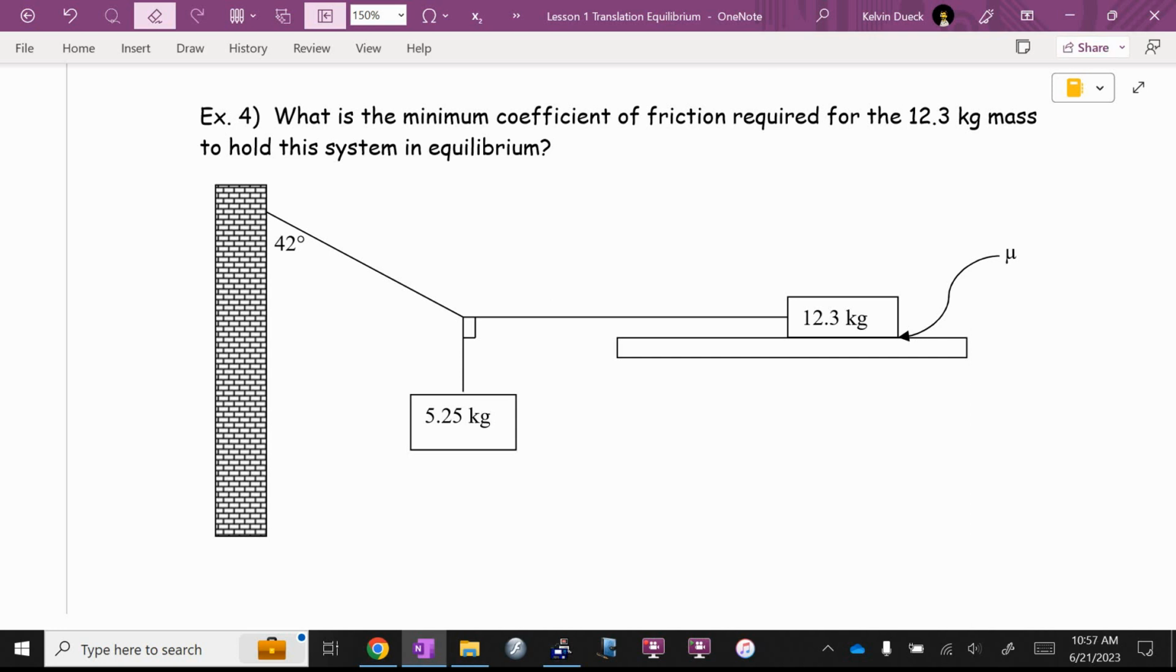Yeah. I'm going to start on the 12.3. Because I usually go from left to right, I'm going to get the obvious one. I'm going to call the 12.3 mass 2. What else? Yep. I'm going to call it normal force number two just to go with mass number two. What else?